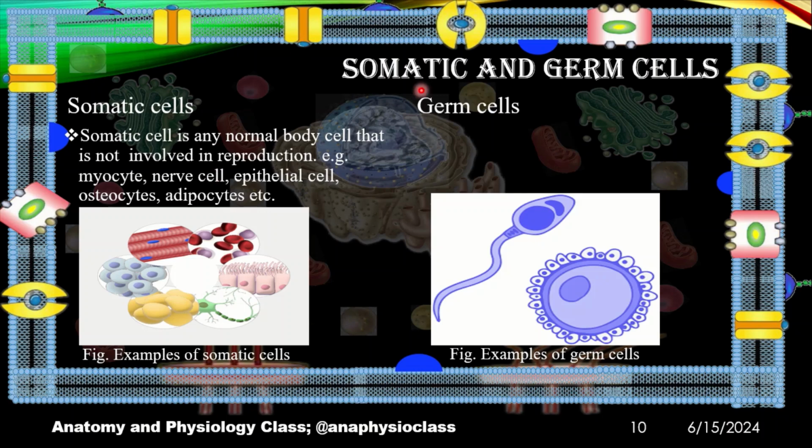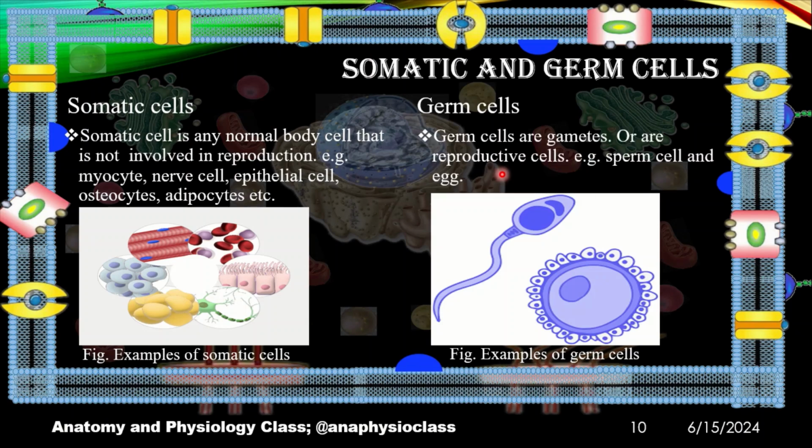Their examples include myocytes, which are muscle cells. Here is a myocyte. Nerve cells, which are neurons. Here is a neuron. Epithelial cells, for example, these are epithelial cells. Osteocytes are bone cells. Adipocytes are fat cells, etc. There are many more examples.